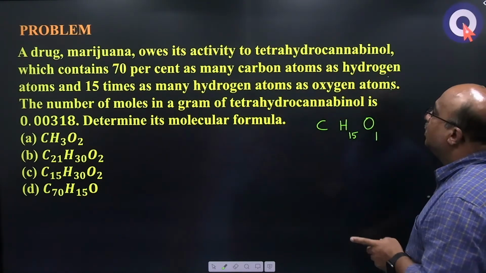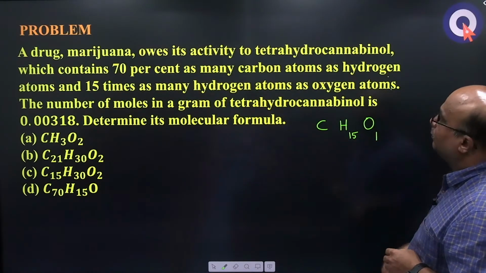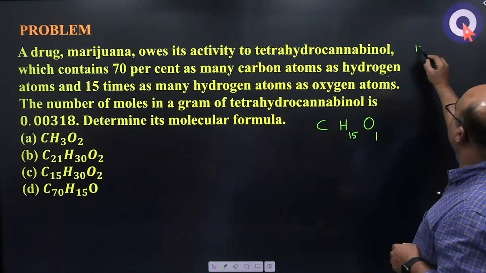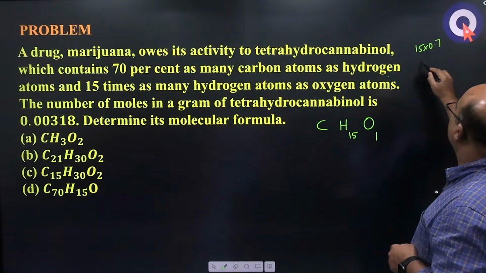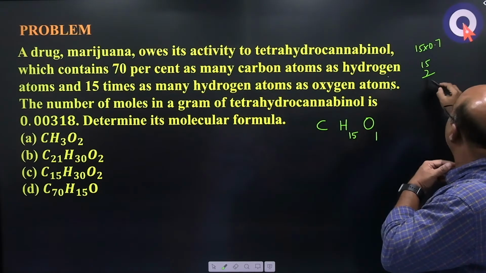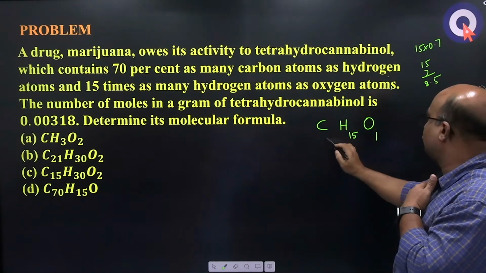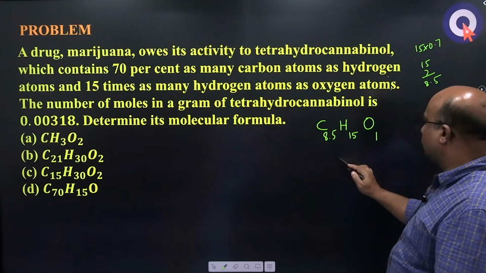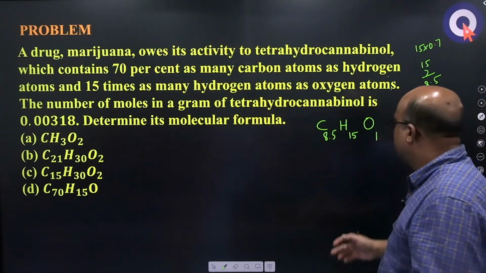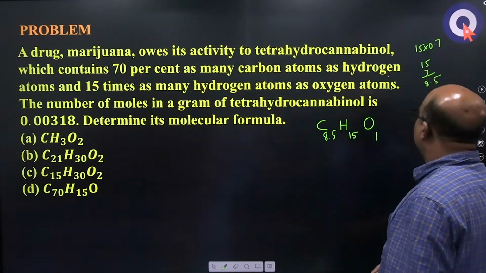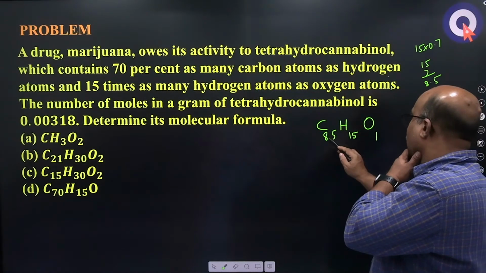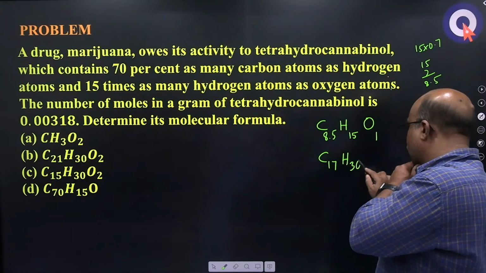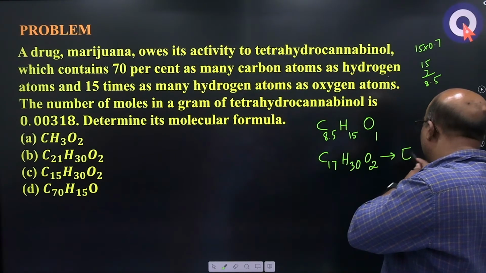Then carbon atoms are 70% of hydrogens. So what is 70% of this 15? 15 into 0.7, so it will be 8.5. You can take it as 8.5, no problem. So this is the formula you can represent. Otherwise, if you want to write the simplest formula, this 8.5 is nothing but 17 by 2. So it will be C17 H30 O2, which will be the empirical formula.